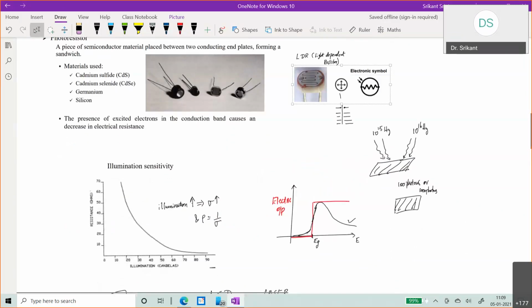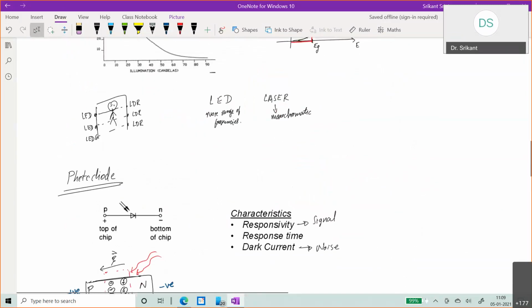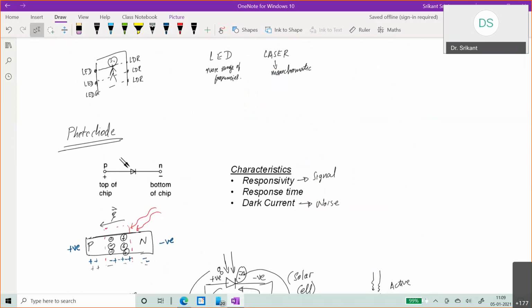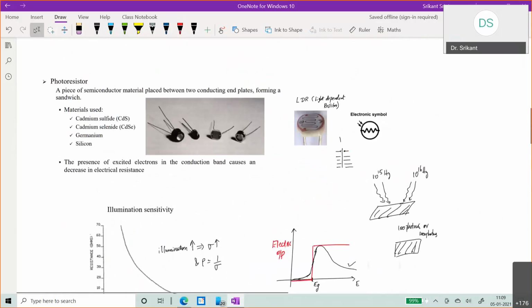In the second case, we said that we are now taking that piece of semiconductor and doping it on the 2 sides to make a PN junction diode. So that gave us a photodiode. So this is the second type of device. A photoresistor is a device in which you increase the number of carriers, but it only changes the resistance of the device. It does not do anything else.